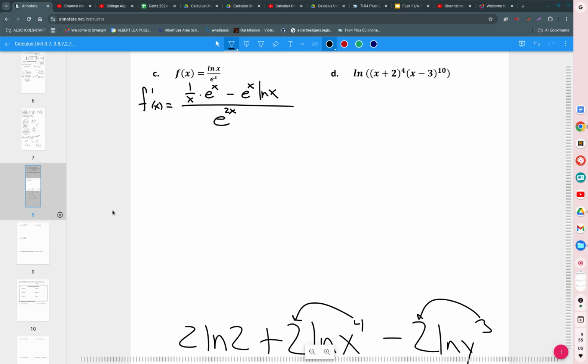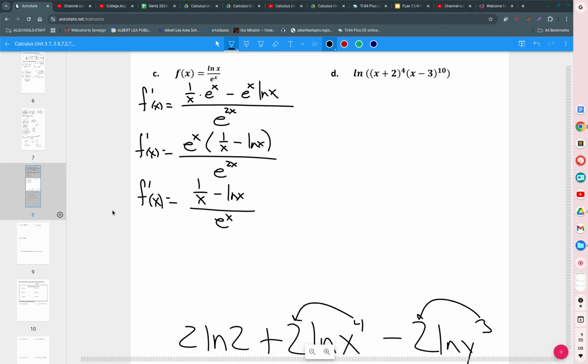What could I factor out of the top? Cancel them out. So f prime of x is then equal to 1 over x minus natural log of x over e to the x. Can I leave my answer like that? No, you have a fraction of fraction. You have a complex fraction.